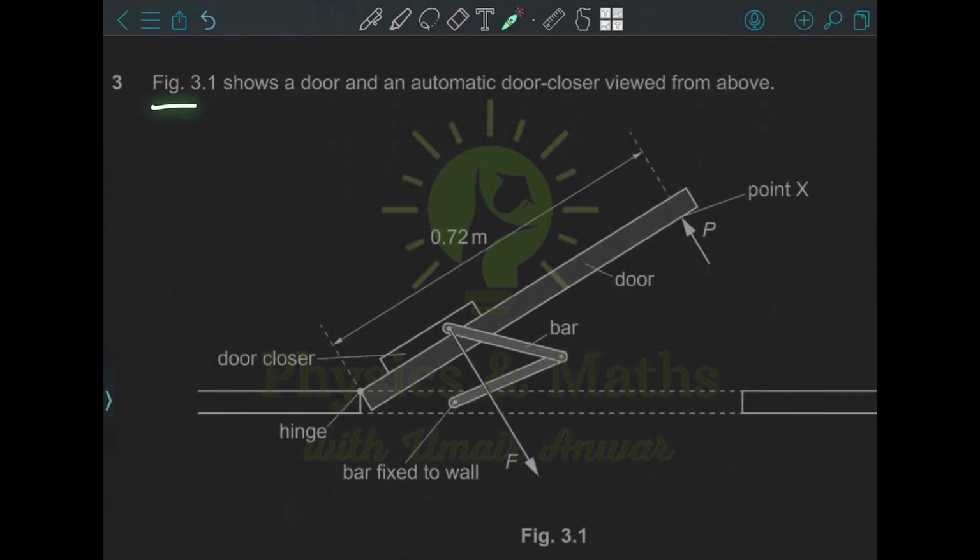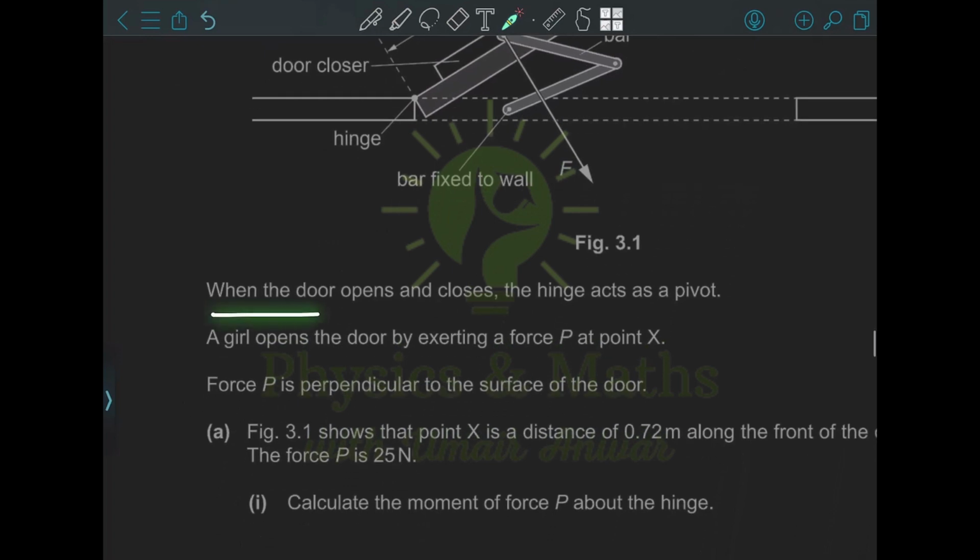This question reads, Figure 3.1 shows a door and an automatic door closer viewed from above. So we can see that here is a hinge with which the door is connected, and on the door we have a door closer connected. Now, when the door opens and closes, the hinge acts as a pivot. This hinge is going to act as a pivot for the closing and opening of the door.